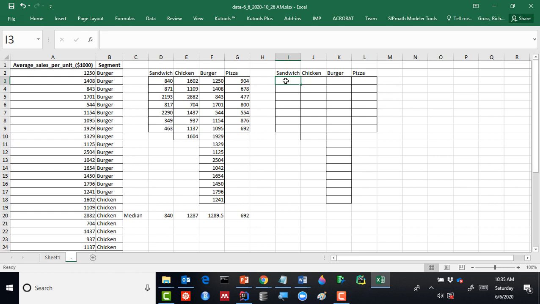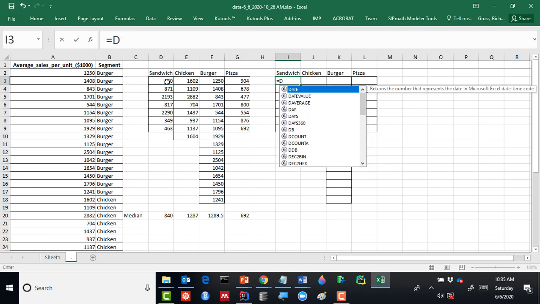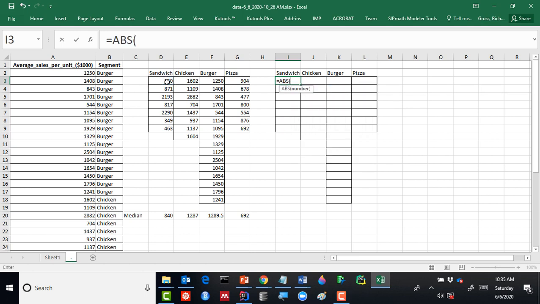This is the median for the group. So what I want to have right here is equal to this value. Well, let's do the absolute value of this minus the median for that group, and we'll make it an absolute reference. And why is it 0? Because that's the same as the median. So we'll just copy those down.